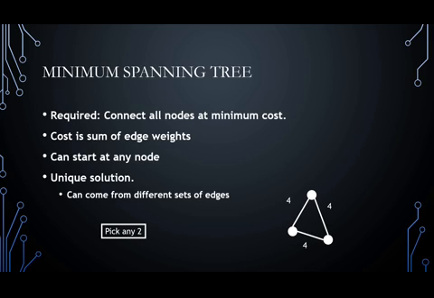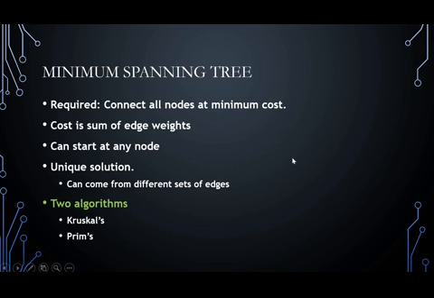It is unique. Okay? So if you pick any 2 edges out of the 3 edges, you will get a spanning tree which is a minimum cost spanning tree. The minimum cost spanning tree weight remains unique. Hope you have understood. Shall we move on?